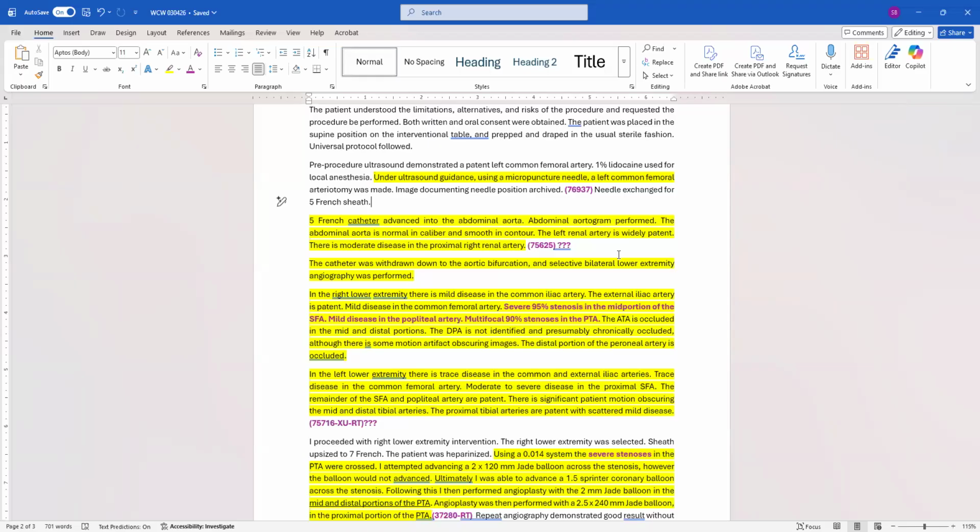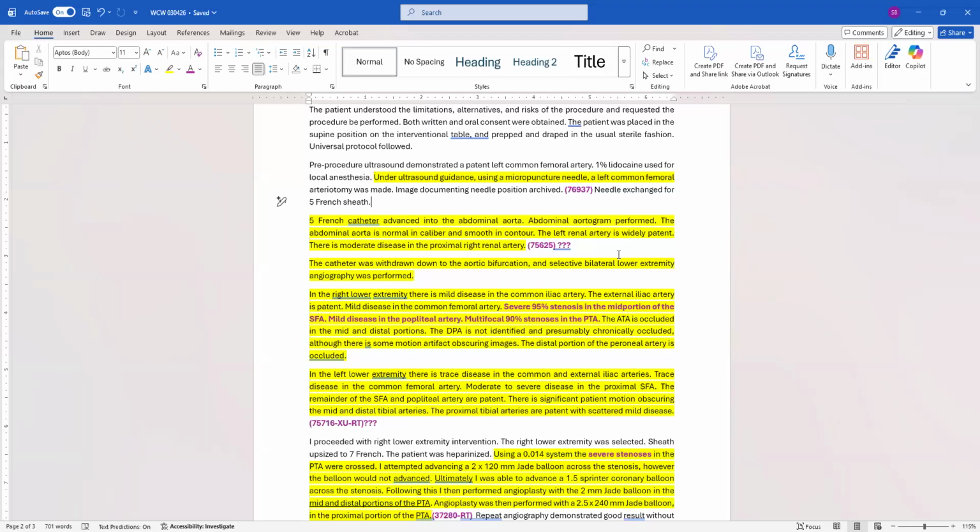in the right lower extremity in purple for the vessels we're going to see treated in this report. So there's a severe stenosis in the mid portion of the SFA, disease in the popliteal, and then a multifocal stenosis, 90% in the posterior tibial artery. And then we have other findings for the right lower extremity. Then we see in the next paragraph, we have findings in the left lower extremity.